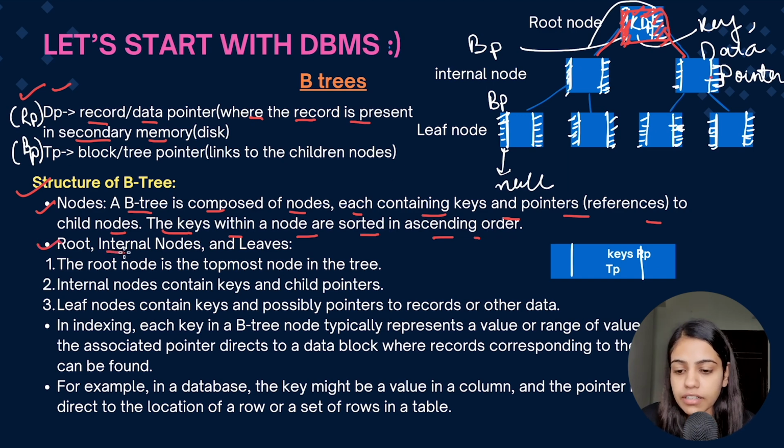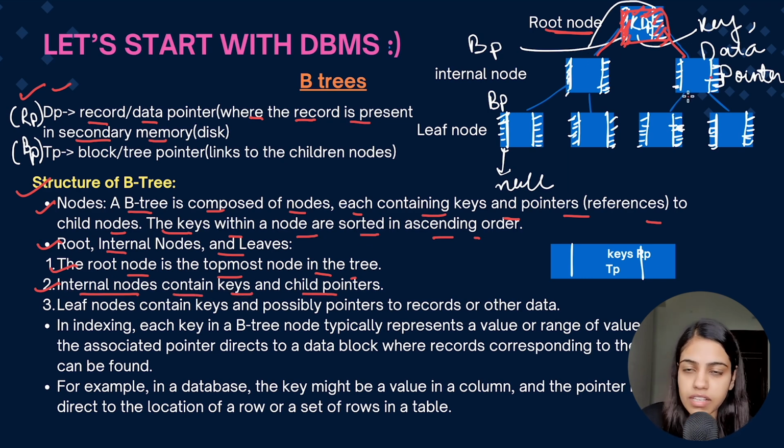Now, root, internal nodes and leaves. The root node is the topmost node in the tree. So the topmost node in the tree is called the root node. Now coming to the second one, internal nodes. Internal nodes contain keys and child pointers. So these are the internal nodes after the root node, which contain the key as well as the child pointers, or you can say the block pointers. So these are the block pointers.